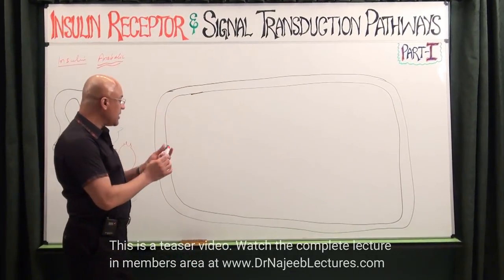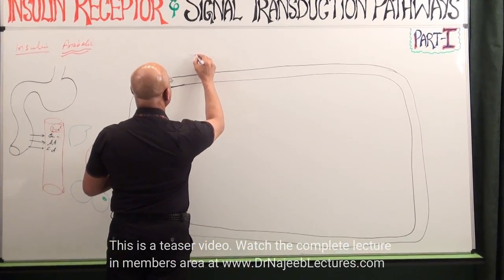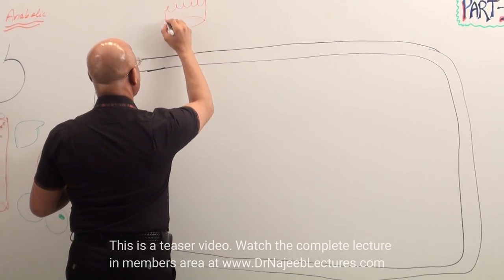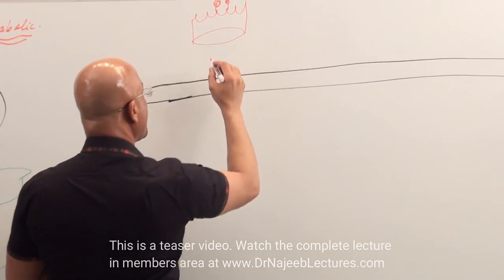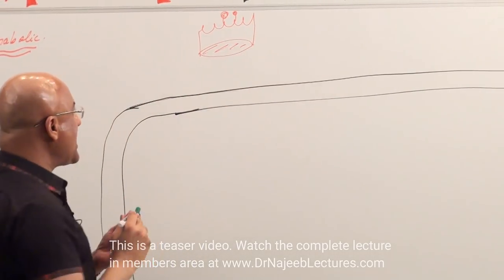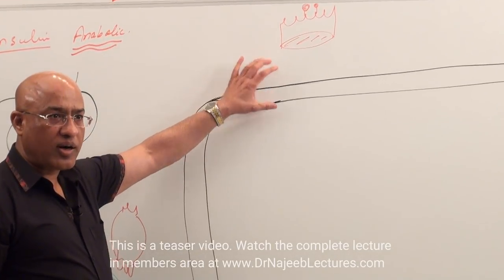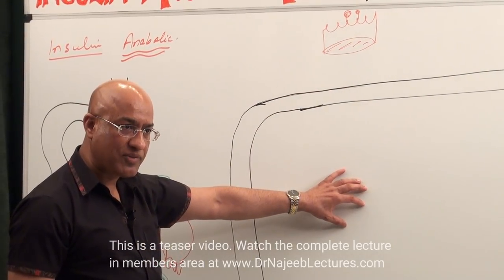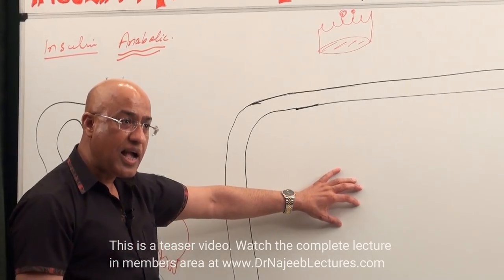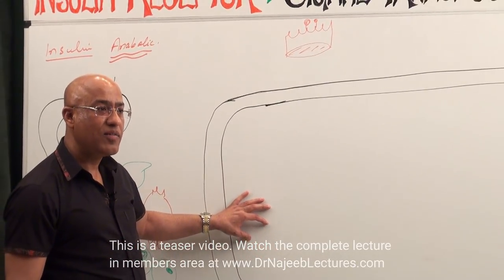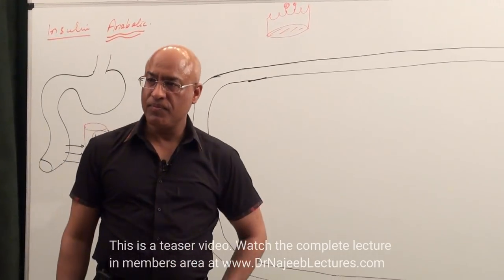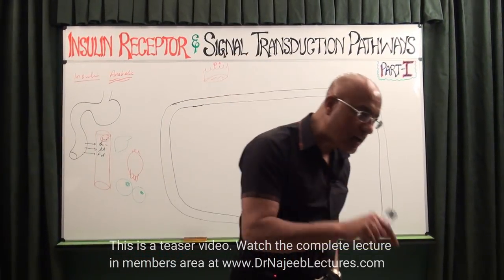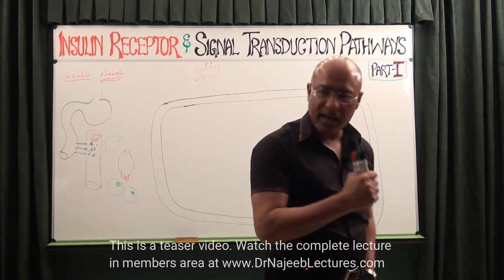Here is the insulin now. Insulin wants to alter the membrane permeability to nutrients. It has to alter the metabolic pathways by altering the action of the existing enzymes, and it has to affect nuclear functions. But the problem is that insulin cannot enter into the cell. Insulin is not allowed to enter into the cell. Why is it not allowed to enter into the cell?